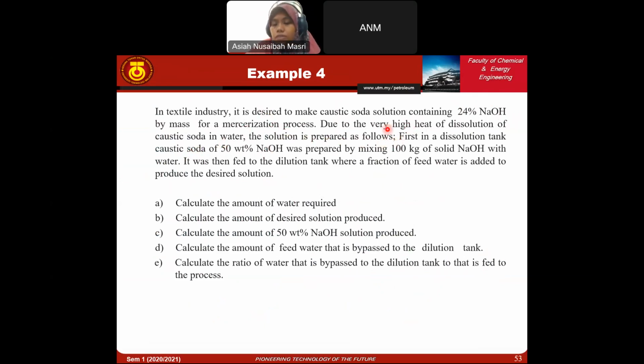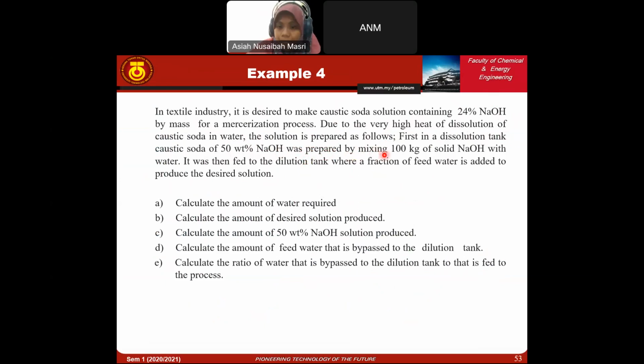What are the steps involved? First, in a dissolution tank. So we must have a dissolution tank, the first unit. In a dissolution tank, caustic soda of 50 weight percent NaOH was prepared. So 50 weight percent of sodium hydroxide was prepared from a dissolution tank. Is it a feed? Is it a product? It was prepared, so it must be a product.